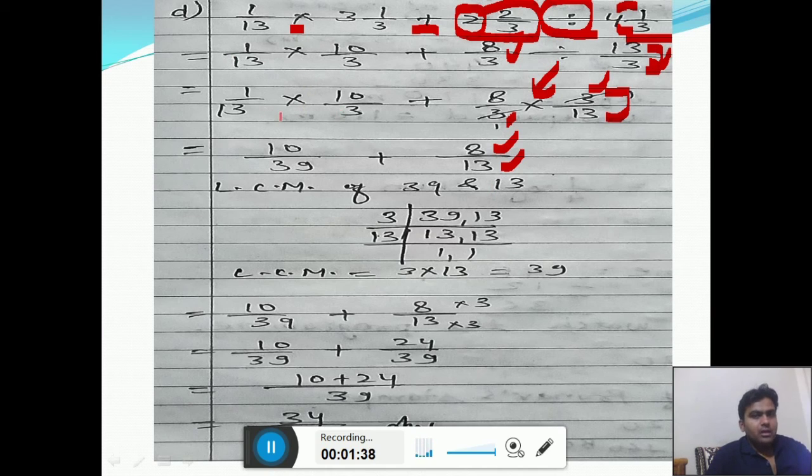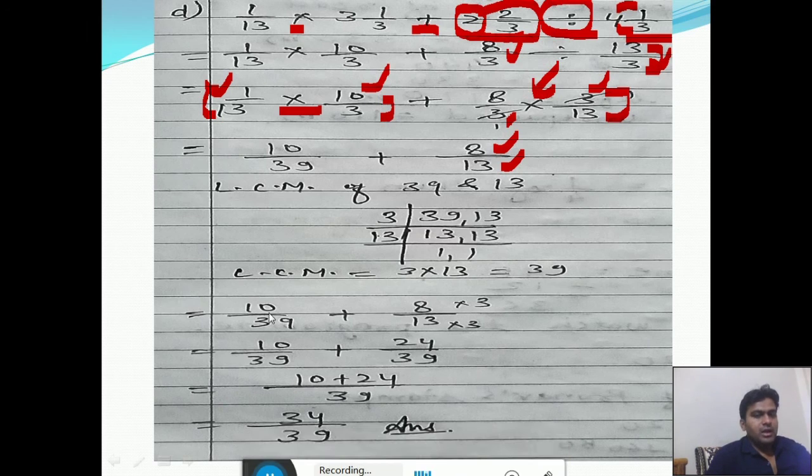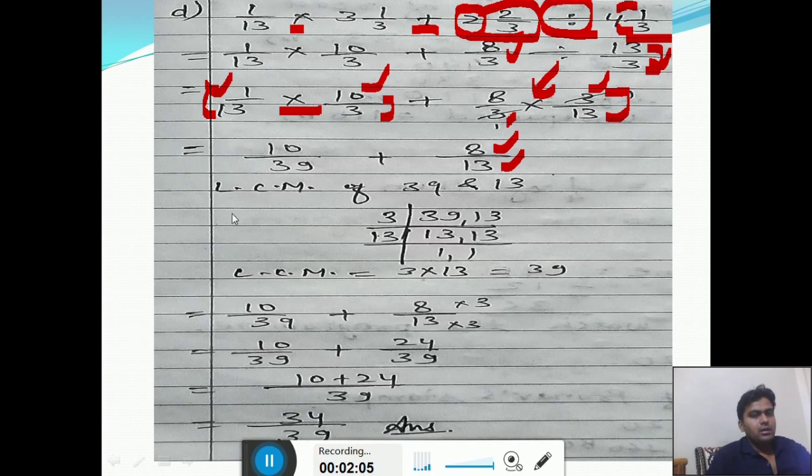Now here we have the two fractions 1 upon 13 and 10 upon 3, and these two fractions are in multiplication. So we will multiply these two fractions because there is no common factor among the numerators and the denominators. So multiplying, we will get what? 10 upon 39. Now which sign is between the two fractions? Plus. So this plus sign between these two fractions we have to write.